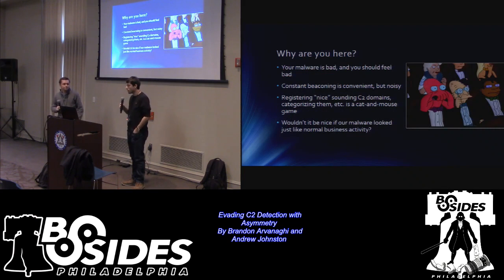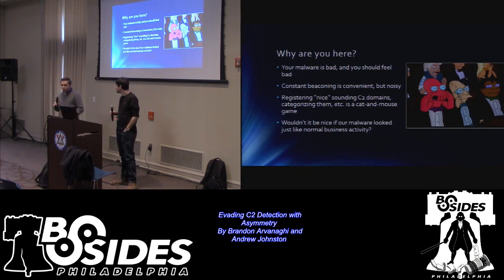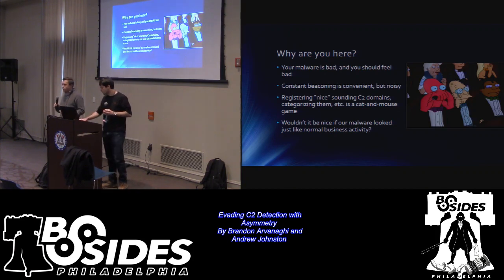So why are we here? Well, your malware is bad and you should feel bad. No, I'm kidding. But basically, we're going to go over what's currently out there. What we have right now is basic beaconing malware that is convenient to use, but very noisy. You're probably familiar with the standard techniques. If you're setting up a C2 server, you probably register a nice sounding domain name and try to get it into one of the categorization services. But this is really a cat and mouse game, and it's not a game we want to be playing, because for everything we do as red teamers, the blue teamers are quick to pick up on it and come up with countermeasures. So wouldn't it be a lot nicer if we could make malware that just looked like normal activity?